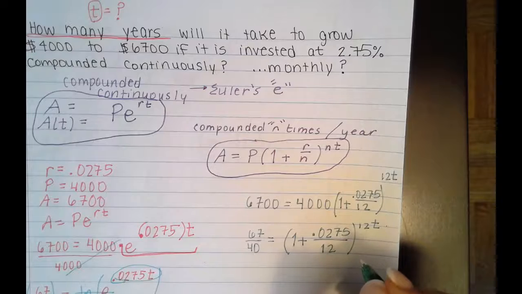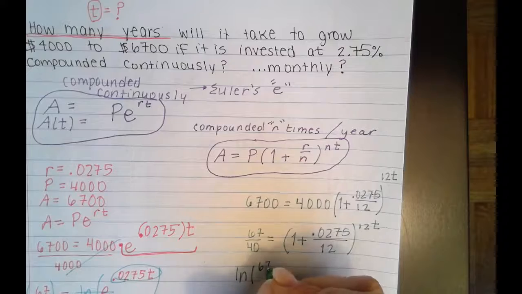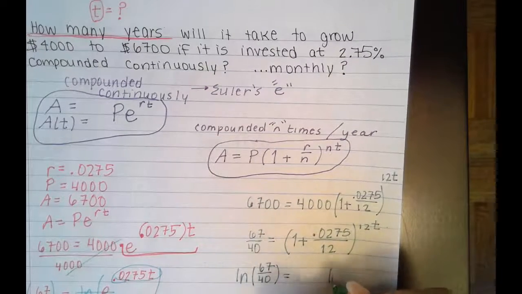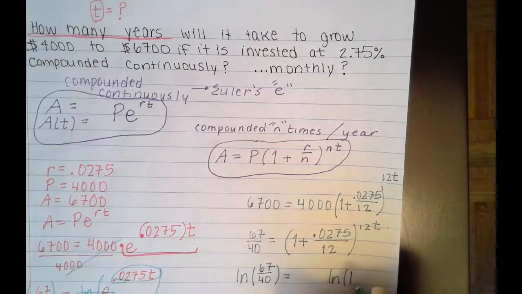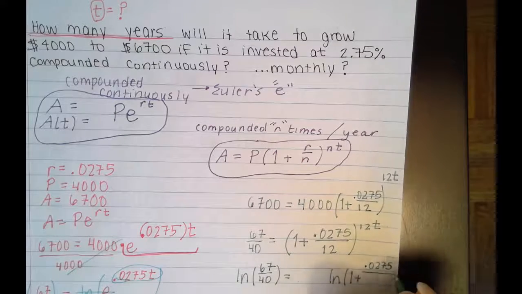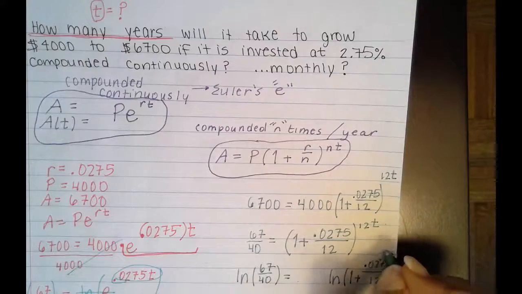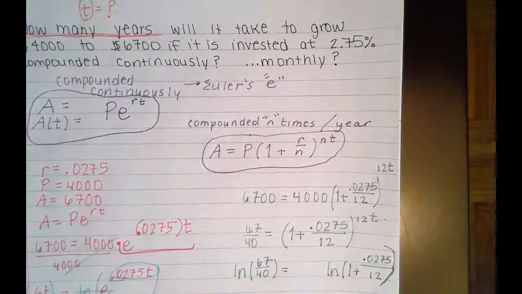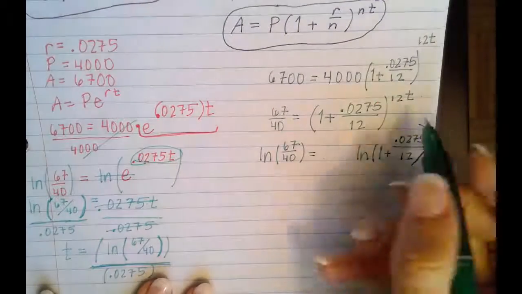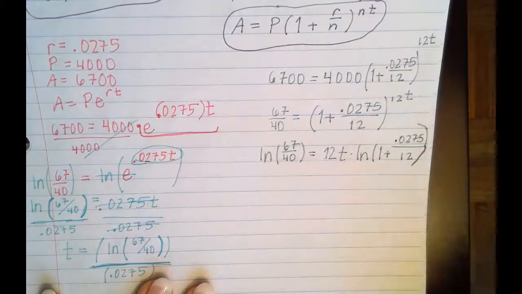If I use the ln button, say you really like natural log, that's fine. I'll have ln of 67 over 40 equals. Now, when you have the ln of whatever that number ends up being, 1 plus 0.0275 over 12, anytime we take the log of something raised to a power, you might remember from algebra, your exponent can come out front. So this will be a 12t out front.